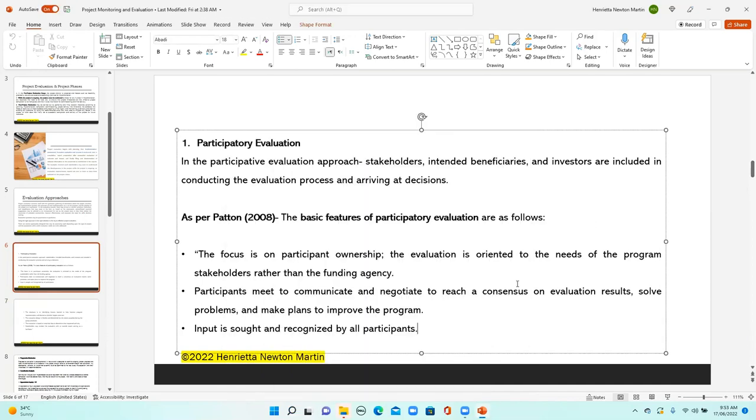Okay, the focus is on participant ownership. The evaluation is oriented to the needs of the program stakeholders rather than the funding agency. Next, participants meet to communicate and negotiate to reach a consensus. What is consensus? It is a meeting of minds, to reach agreement on evaluation results, solve problems, and make plans to improve the program. So input is also sought and recognized from all the participants.